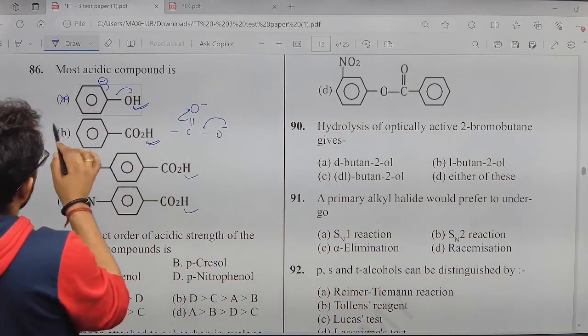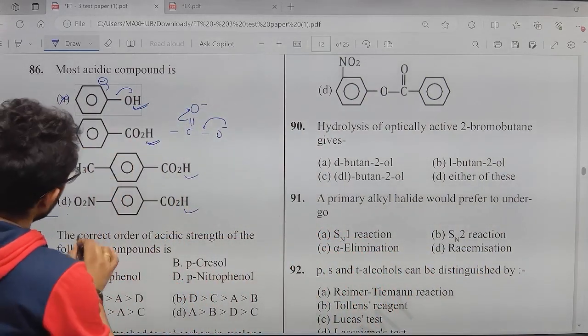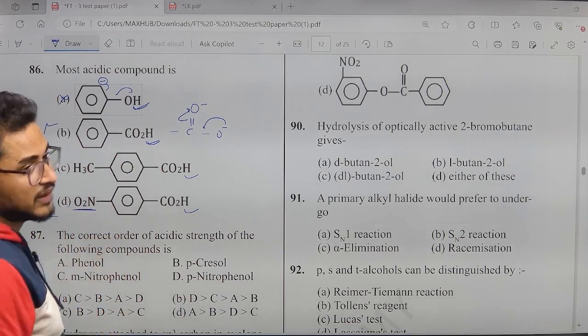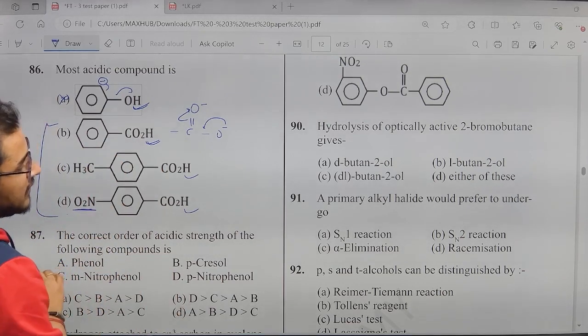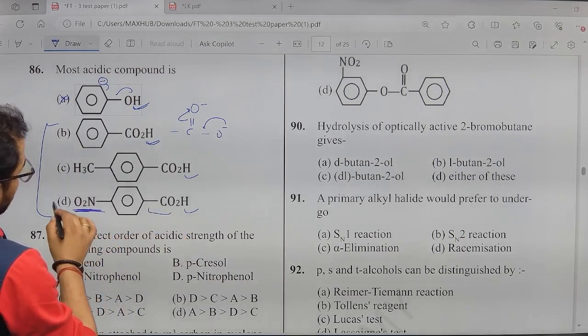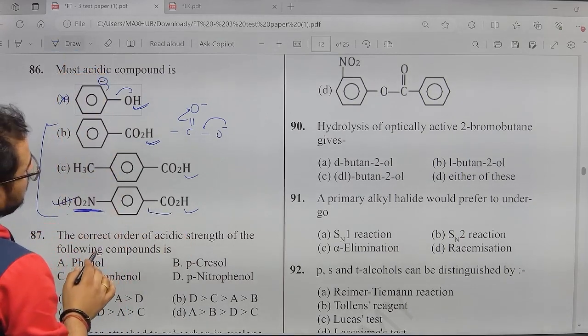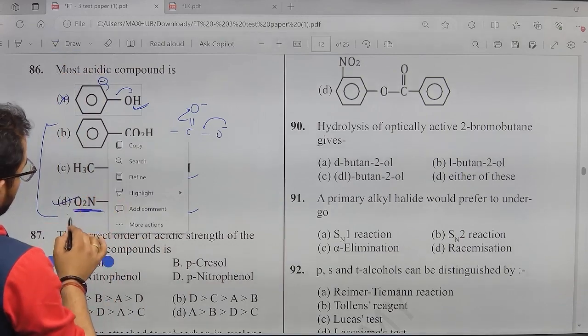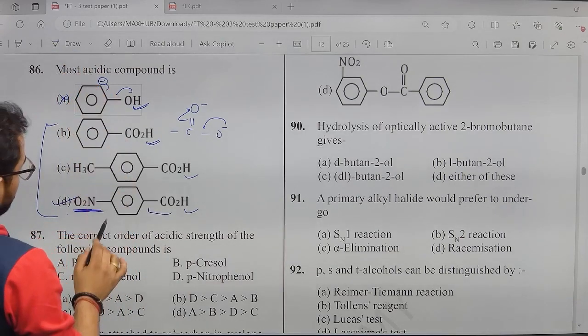So now option B, C, D. Here you are going to see that NO2, which is showing minus R effect, will stabilize the anion. So here the minus charge will be stabilized by minus R effect, so it will be the most stable anion, that's why it will be showing the most acidity here.